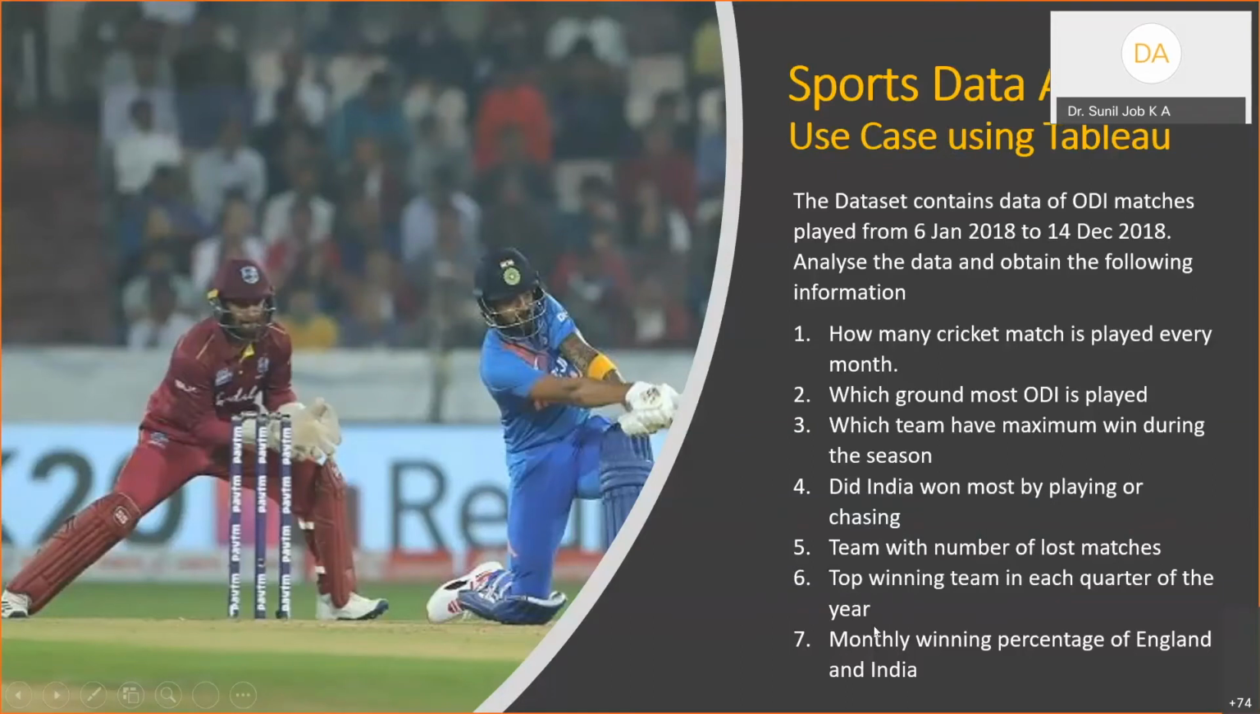So did India win most of the matches by opting to bat first or by chasing? Then the team with the number of lost matches: which team has lost the most matches? The top winning team in each quarter of the year: you want to find which team dominates in each quarter-wise performance. And the monthly winning percentage of England and India. You can make it. This is only a sample. You can make analytics in a broader sense.